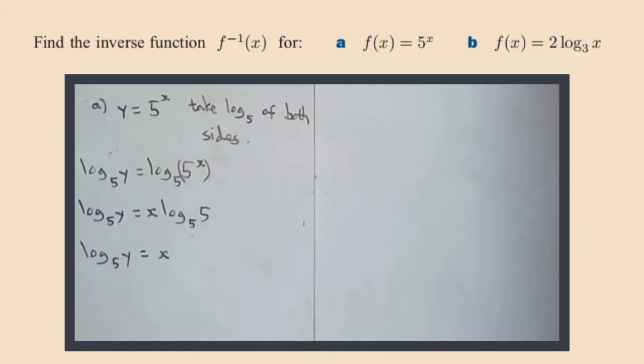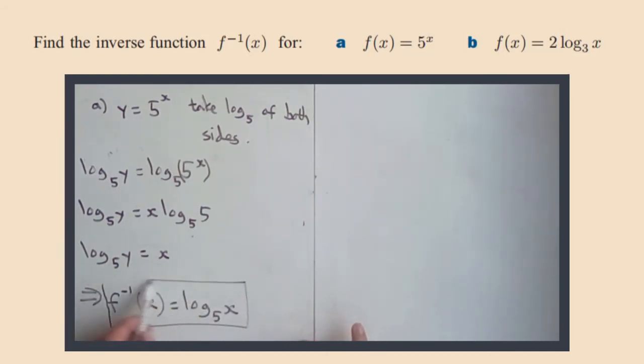So now I've made x the subject. What that means is that the inverse, f minus 1 of x, equals log base 5 of x. As in, that's what's going to get us back to the start. That's the thing that will turn y values into x values.